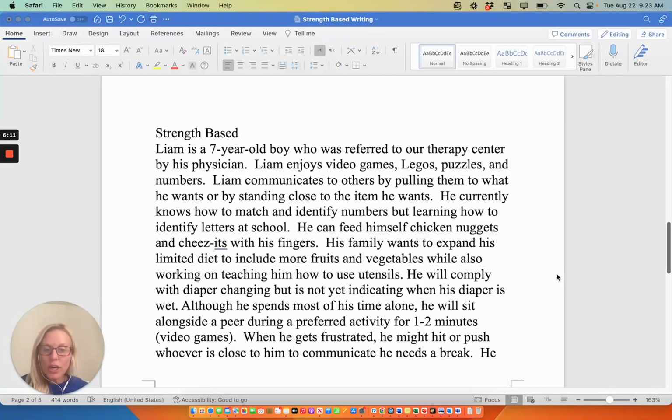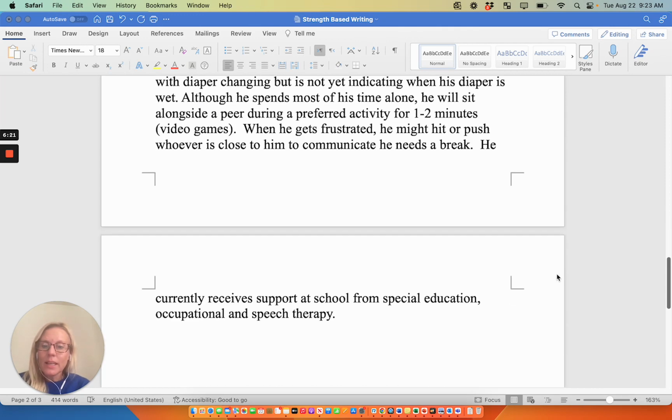When he gets frustrated, he might hit or push whoever's close to him to communicate he needs a break. So I'm not saying that he doesn't have challenging behavior. I'm saying this is what his challenging behavior means. He currently receives support at school from special education, occupational, and speech therapy.